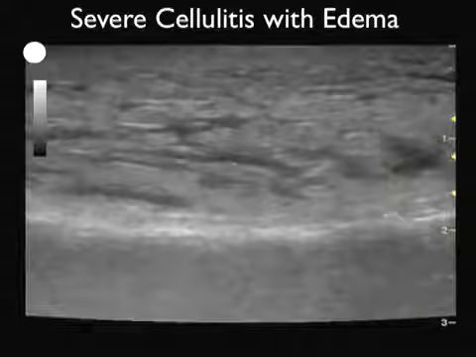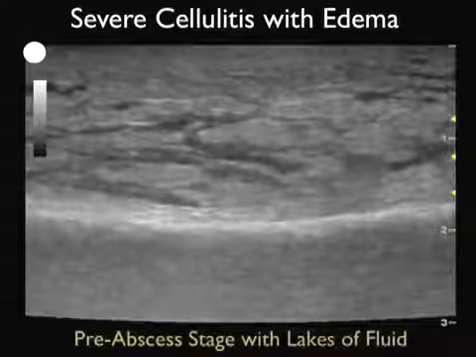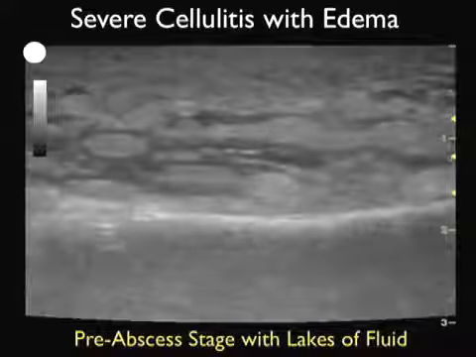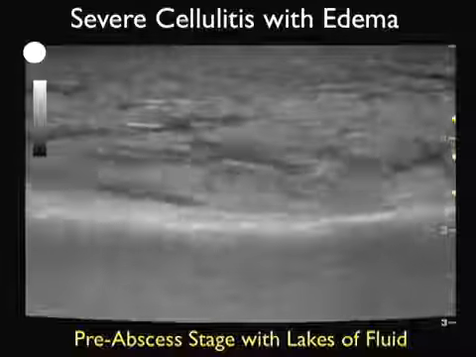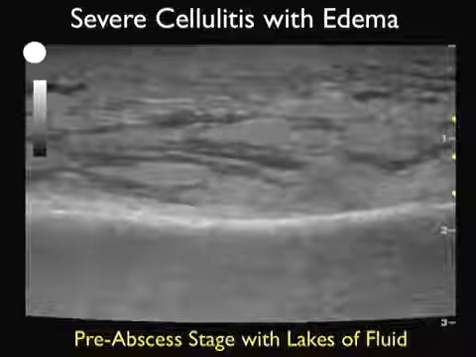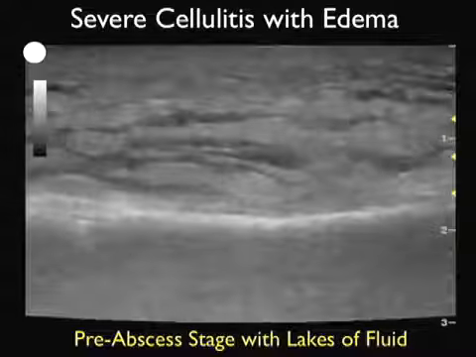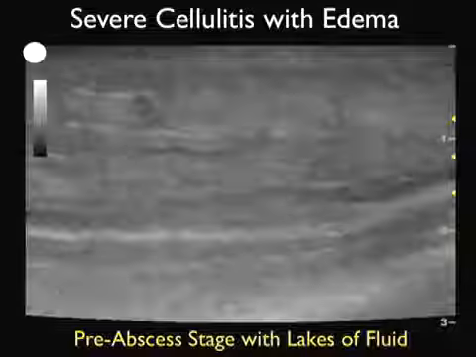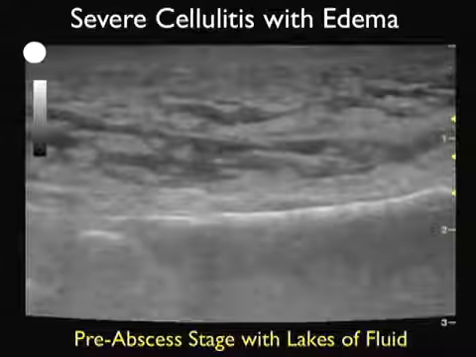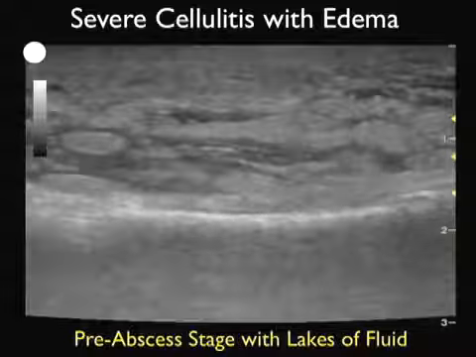edema can develop within the cellulitic area that can coalesce to form an abscess. Here we see a pre-abscess stage with severe cellulitis with coexistent edema. We notice here the deep fascial layer bulging down at about the 2 centimeter mark, and notice in the fascial planes we can see dark or anechoic areas of fluid surrounding the areas of the tissue here.